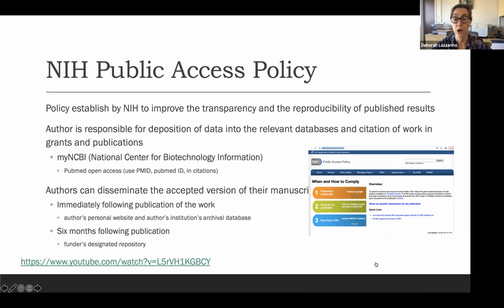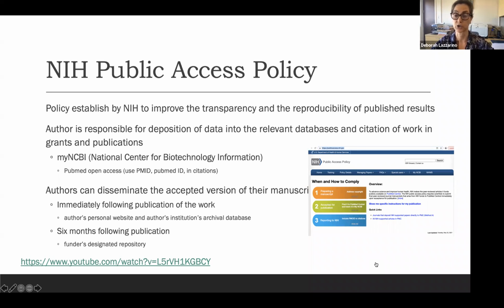And really what we're trying to do, as I said, is solve worldwide global health issues. And so it's really important that we make this information available to all. And it really has improved a lot, I think, the ability to learn and contribute towards science and curing diseases, understanding and curing diseases. So the authors' responsibility is for deposition of the data into relevant databases, and citation on grants and publications. And so this public access policy is driven by NIH.